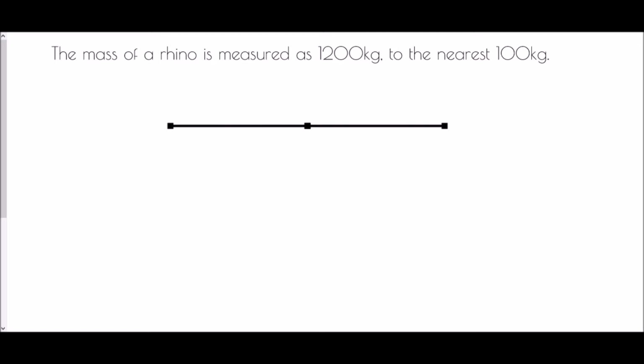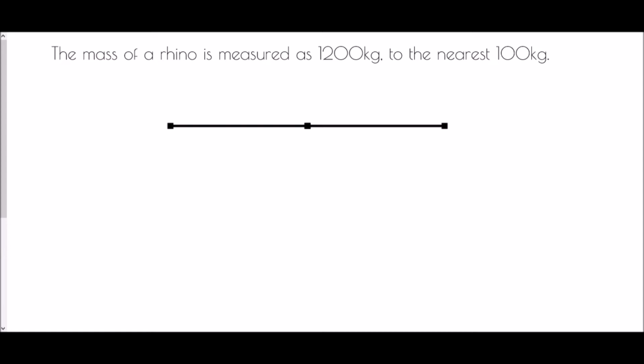Okay, so when we are looking at error intervals and bounds, what we're actually looking at is numbers which have already been rounded and the impact that can have on the actual accuracy of our answers. Obviously if we've rounded a number, we've gone from the original correct accurate answer to something that is less accurate. So what we're going to look at is how we can show the values that we could have had. The mass of a rhino is measured as 1200 kilograms to the nearest 100 kilograms.